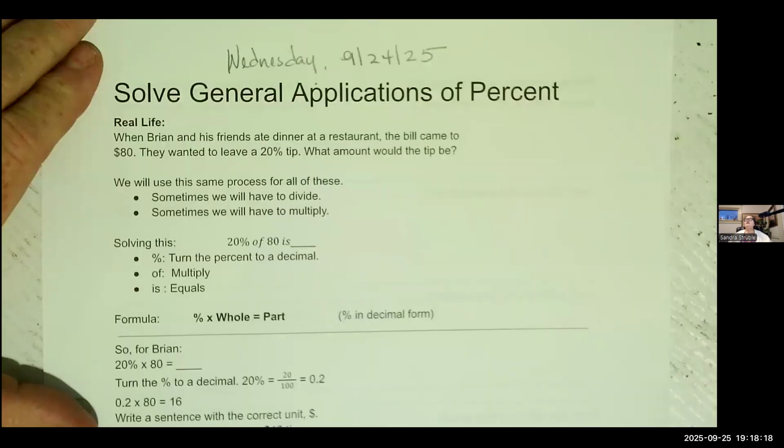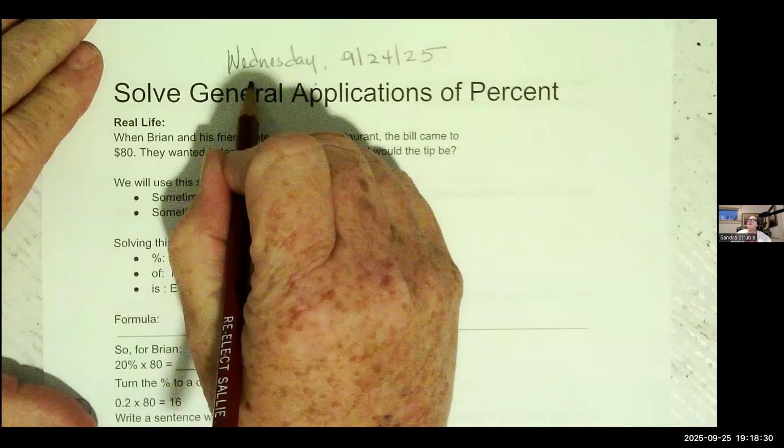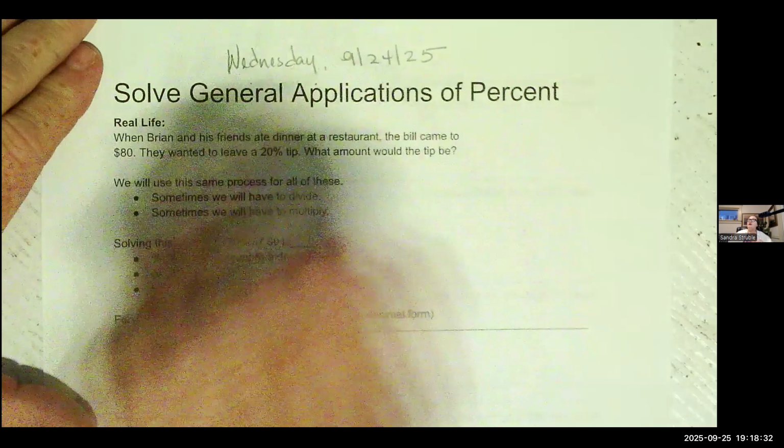Okay, now let's cover solving general applications of percent. This is the first section of solving general applications, from fall 2025. This is from the lecture on Wednesday, 9/24/25.